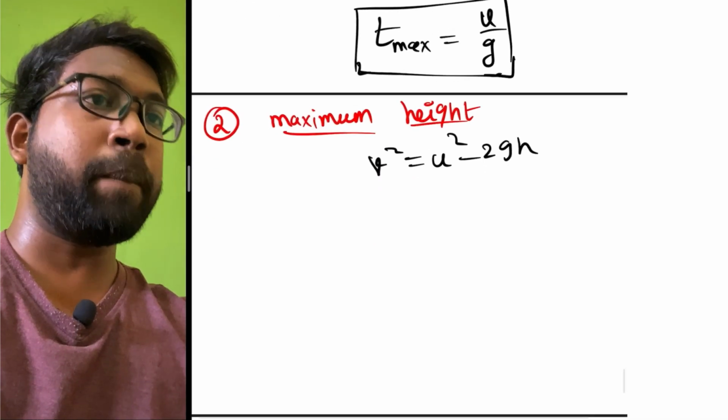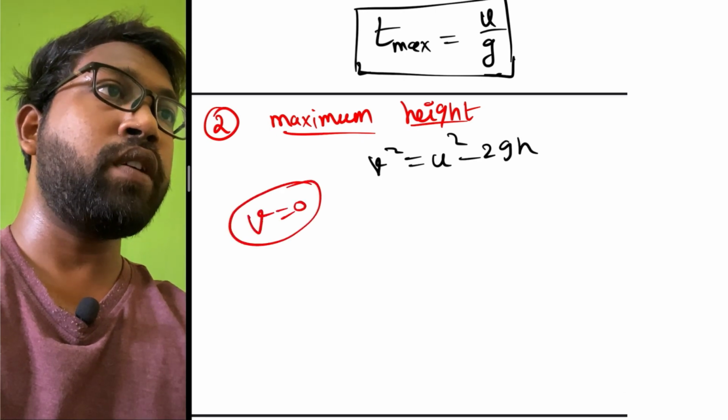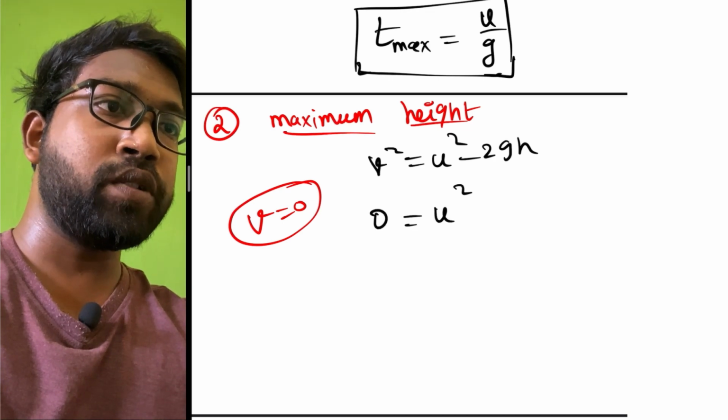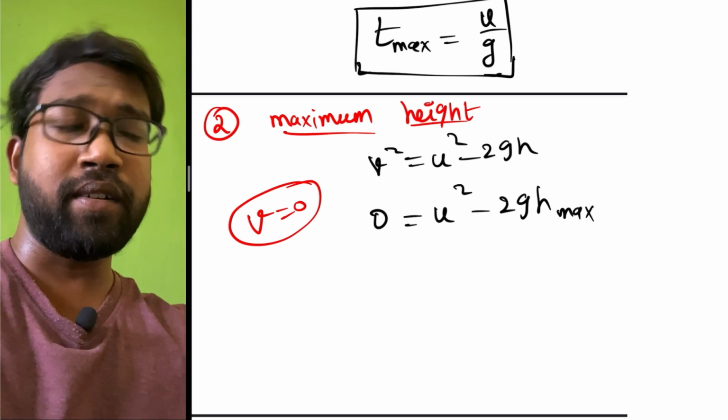Okay. Let me apply the condition. At the maximum height, the velocity becomes 0, right? So if I plug in all the details here, I will get 0 equal to u square minus 2g h max. Here h max is the maximum height.